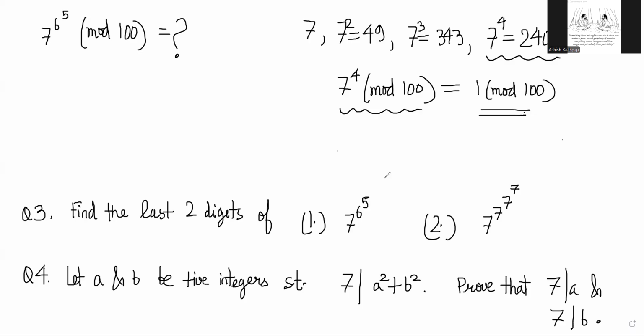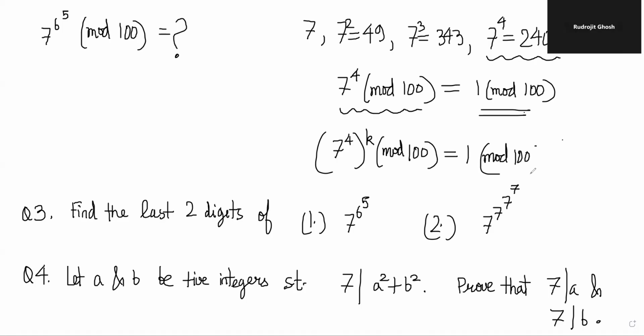So because we know that a mod 100 is equal to b mod 100, we can say 7 power 4 power anything k mod 100 will still be 1 mod 100, right? Because this will also be 1 power k, which is 1 only. So that will be a powerful way to reduce the powers. So this is 7 power 4k.